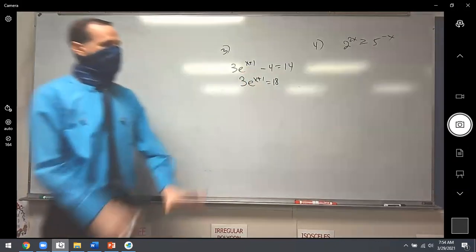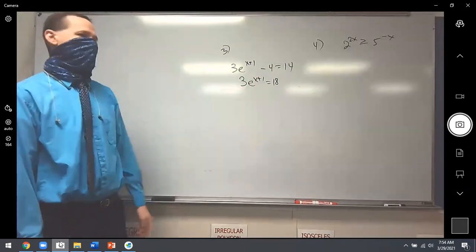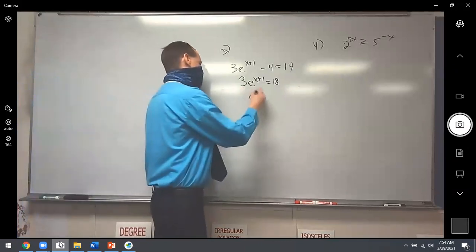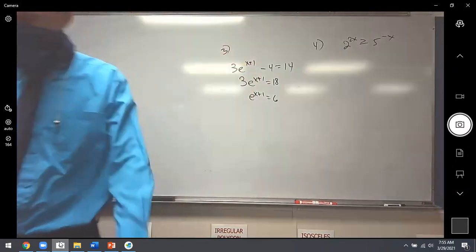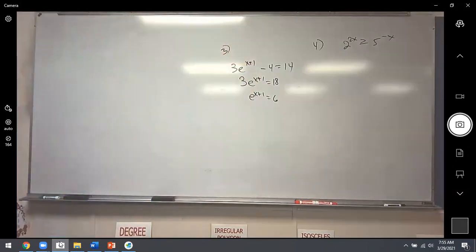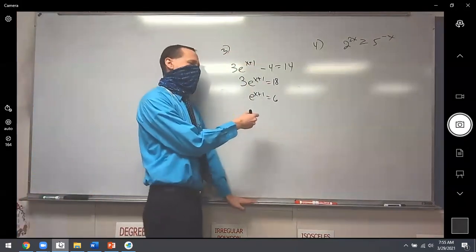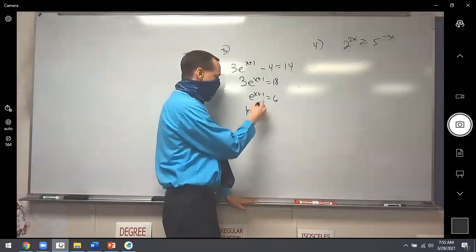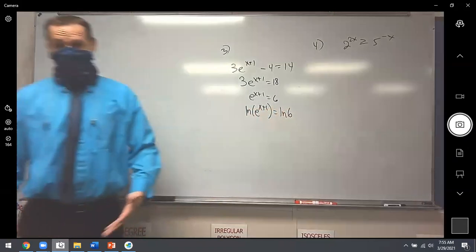Then the base is not 3e. Yeah, that's right. Let's divide both sides by 3. Dang right. This is what you want. You want to have just a base and an exponent. Base and an exponent. That's all you want by itself, if at all possible. Because now I know how to undo this exponential with a log, natural log specifically. So I'll do a natural log of this side, which means I have to do a natural log of this side.